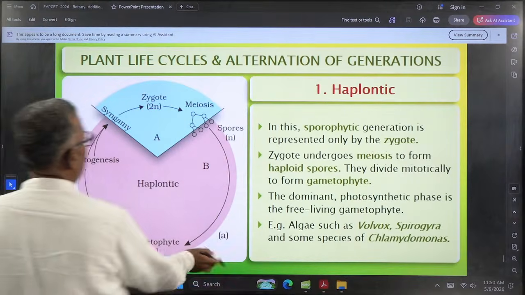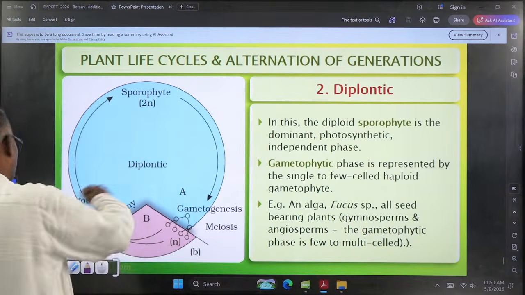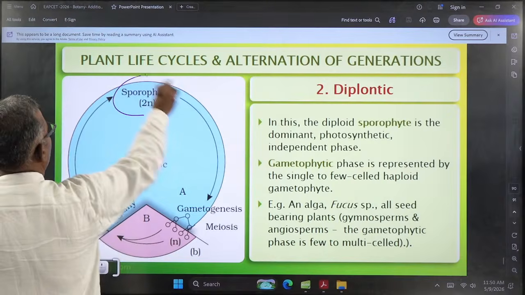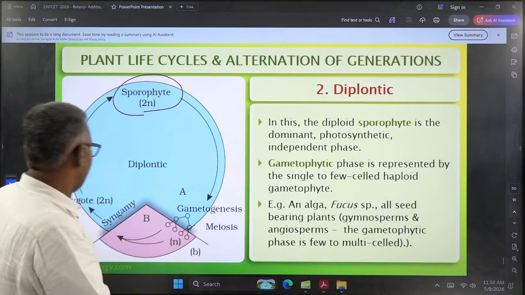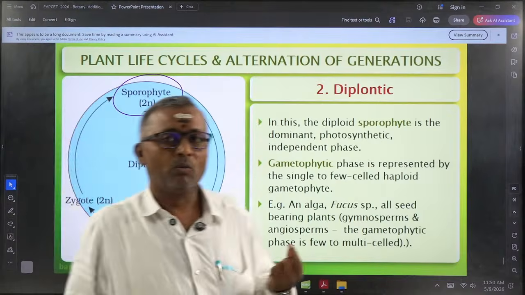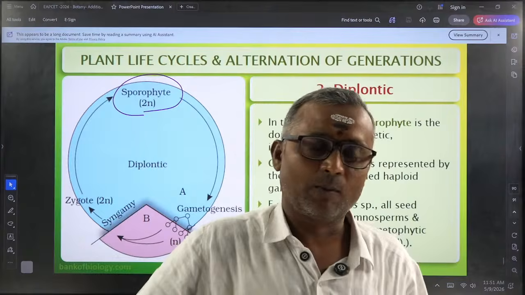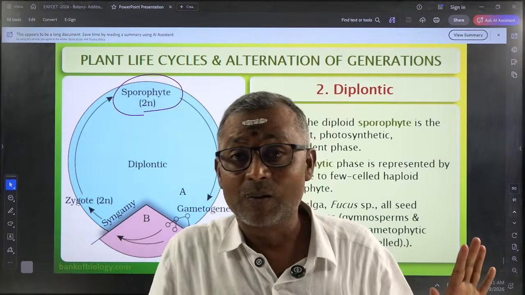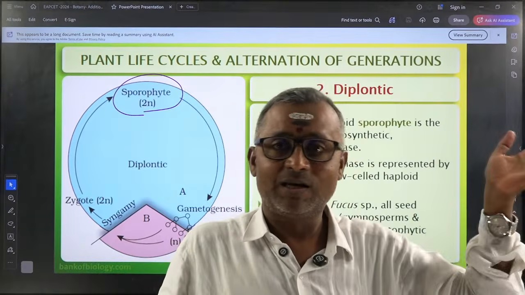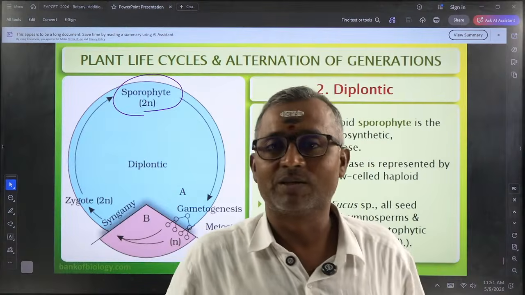Next, we also have another one, that is diplontic life cycle. So here sporophyte is dominant, and the gametophytic stage is represented by one-celled gametes. As per the state book I am discussing, not as per the NCERT book. The old NCERT book also comprises this, but in the state book the information is different.